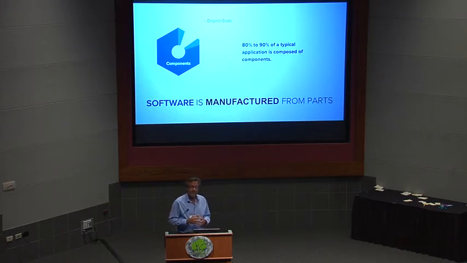Now, the analysis from Sonatype's research is that a typical app is 80 to 90% open source. What you can think of is that software is no longer written, but is assembled, manufactured from parts. This is a good thing. If you're a developer and you need to encrypt your data, you don't want to become an expert on encryption. You just want to download a component that will allow you to encrypt your data.